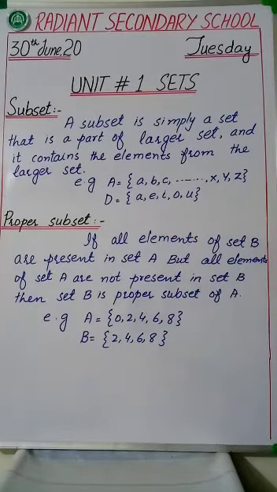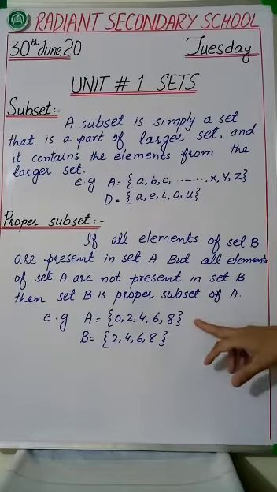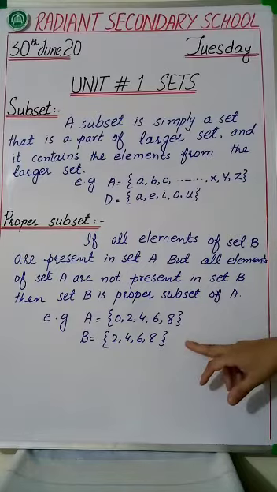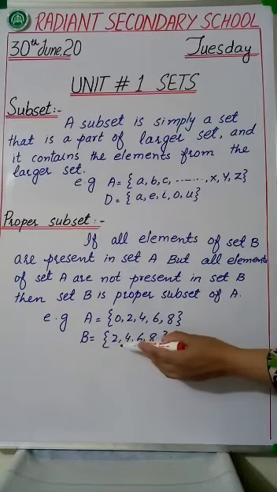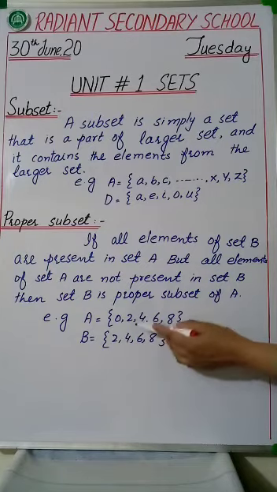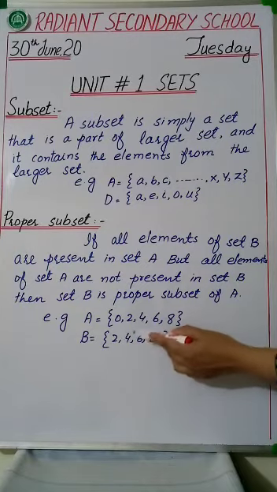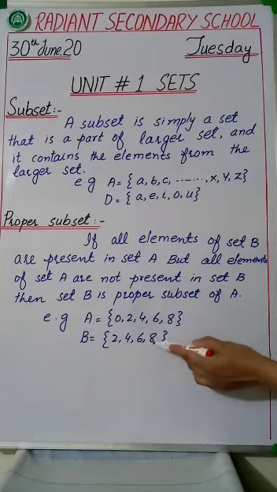Proper subset: if all the elements of set B are present in set A, but all elements of set A are not present in set B, then set B will be the proper subset of A. Look at the example. In set A there are the elements 0, 2, 4, 6, 8. Set B has the elements 2, 4, 6, 8. Here you see that all the elements of set B are present in set A. 2 is present, 4 is present, 6 is present, 8 is present.